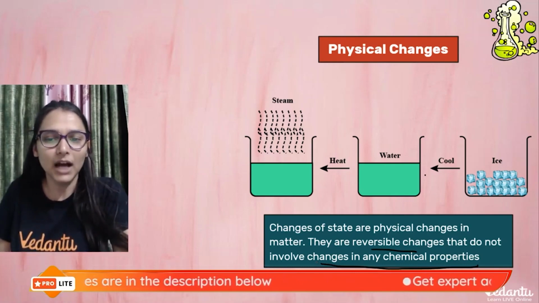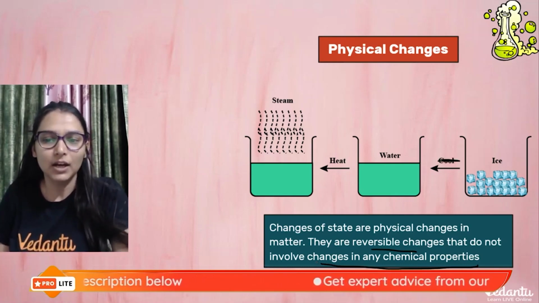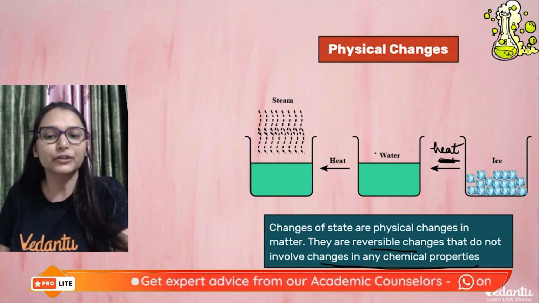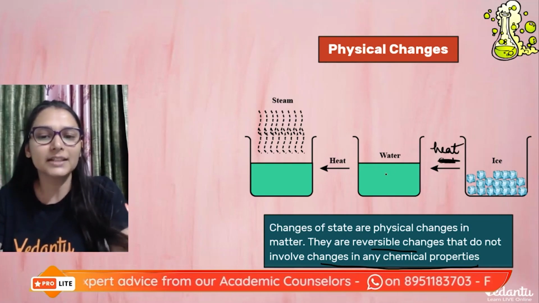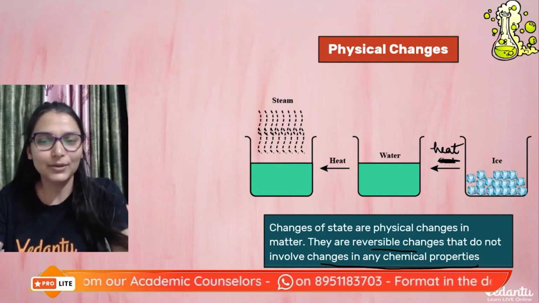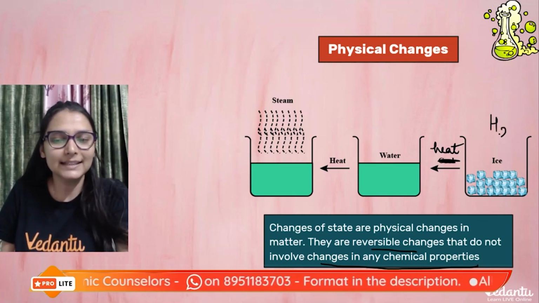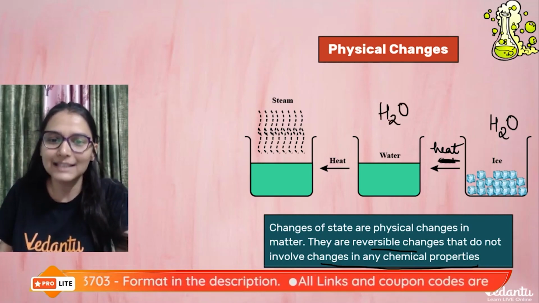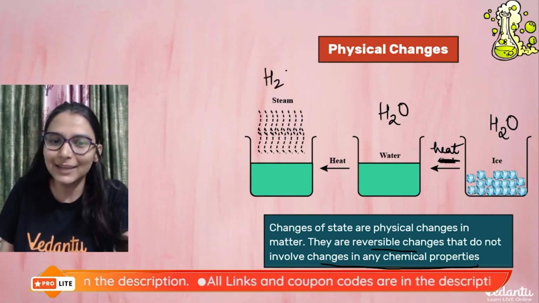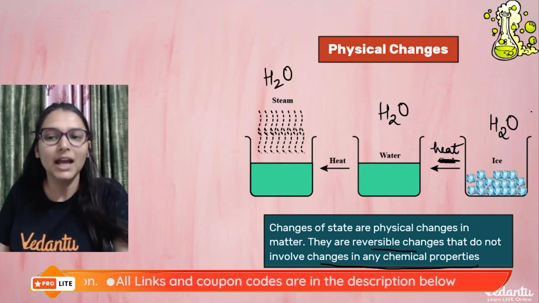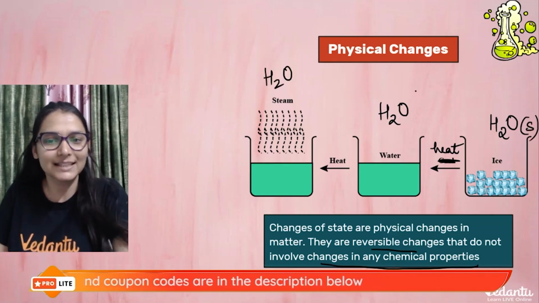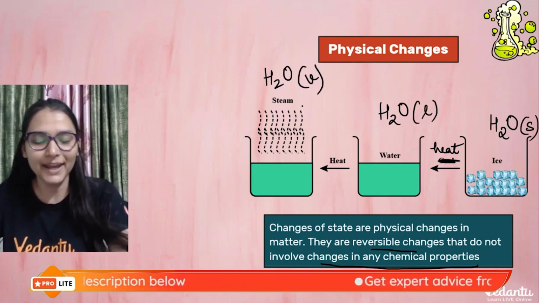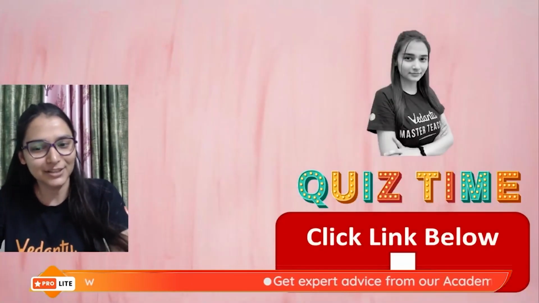If you are heating the ice, it will be giving you water. If you further heat water, that is going to give you steam. So chemically, if you see, ice is having 2 hydrogen, 1 oxygen. Water also has the same composition. Steam also has the same composition. The difference is the state. Ice is a solid, water is liquid, steam is the vapor. Okay, so these are the physical changes simply.